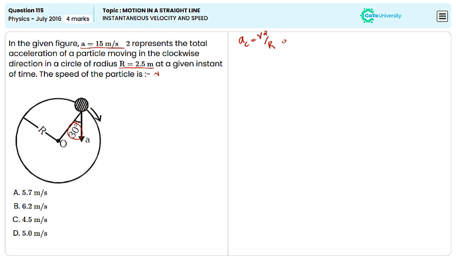From the problem, the total acceleration forms a 30-degree angle with the radius. By using trigonometry, we can write AC equals A cos 30 and AT equals A sin 30.